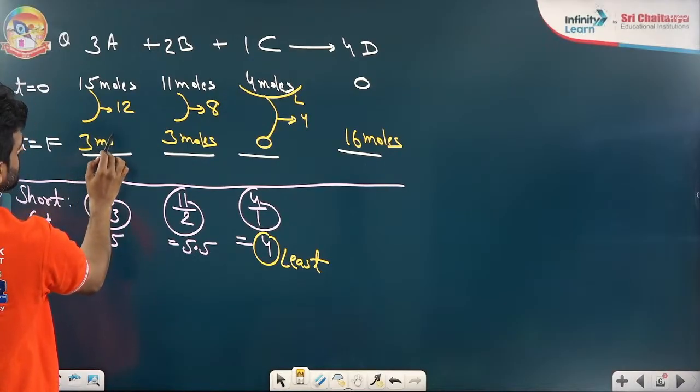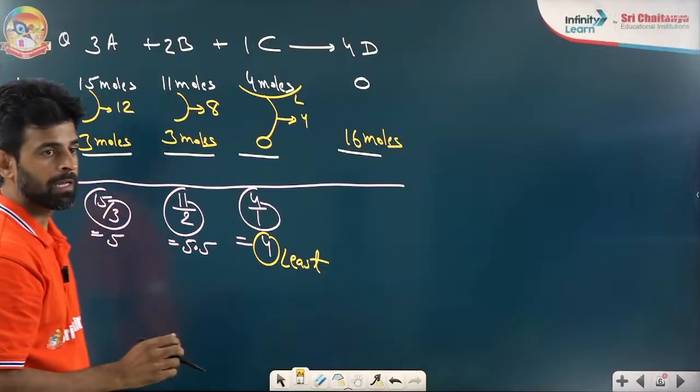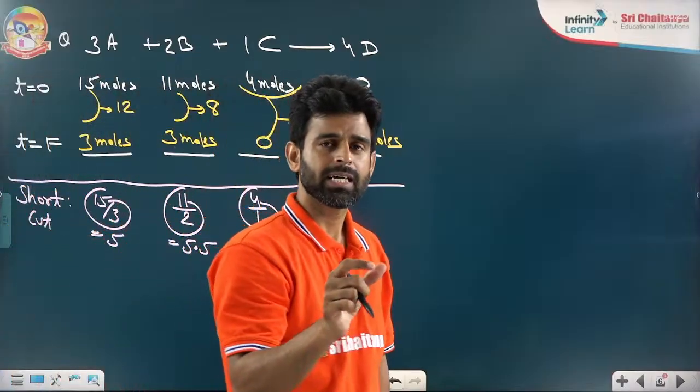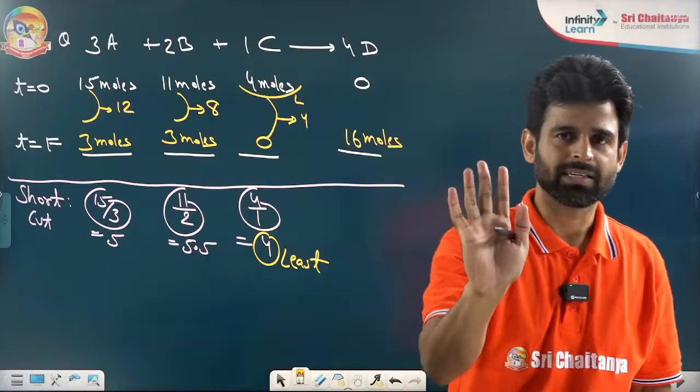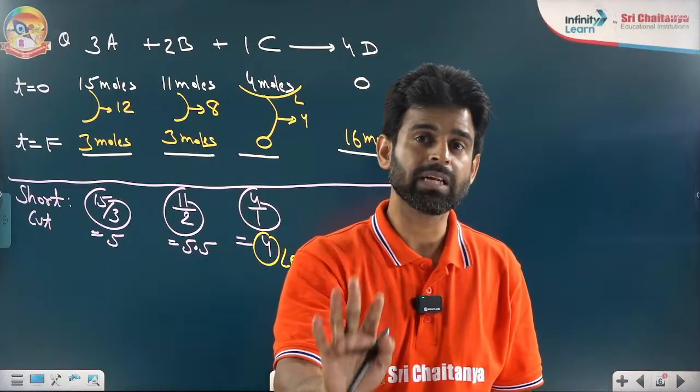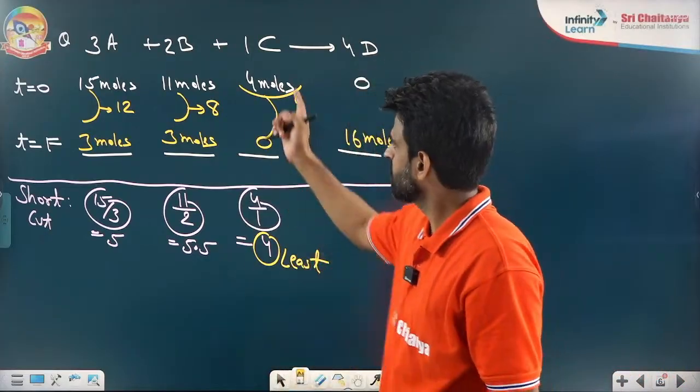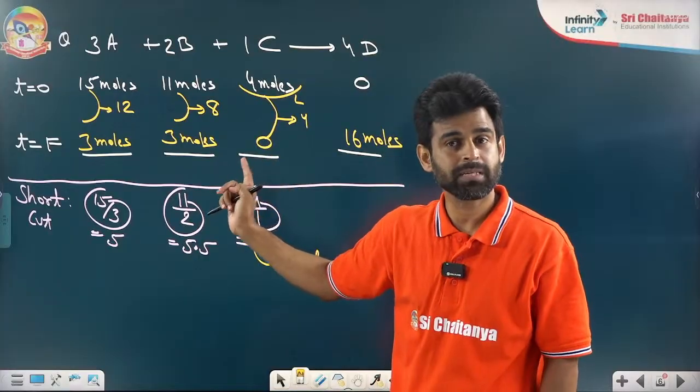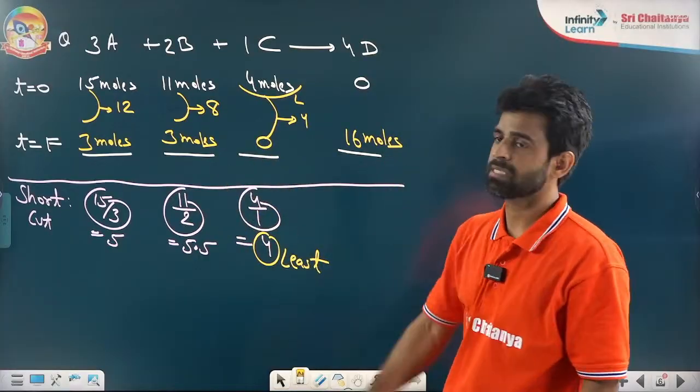How much remaining? 3 moles of A. So 3 moles of A will be excess, will be left. And similarly 3 moles of B will be left. C will finish completely because it is the limiting reactant, and it produces 16 moles of D.